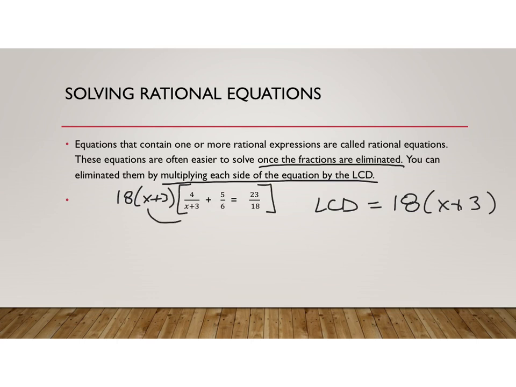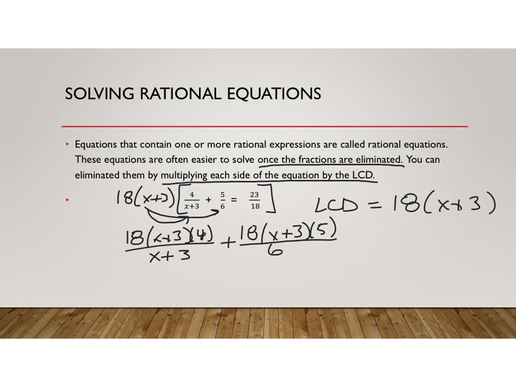As I distribute this, I'm going to show this in multiple steps here. So I have 18 times x plus 3 times 4 over x plus 3, plus, then I have 18, so now I'm taking it times the second one, 18 times x plus 3 times 5 all over 6, equals, now I've got 18 times 23 times x plus 3 all over 18.